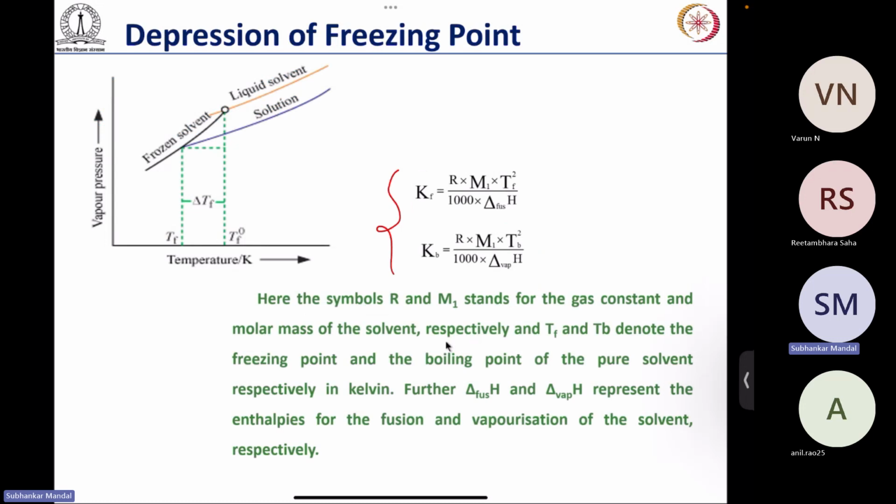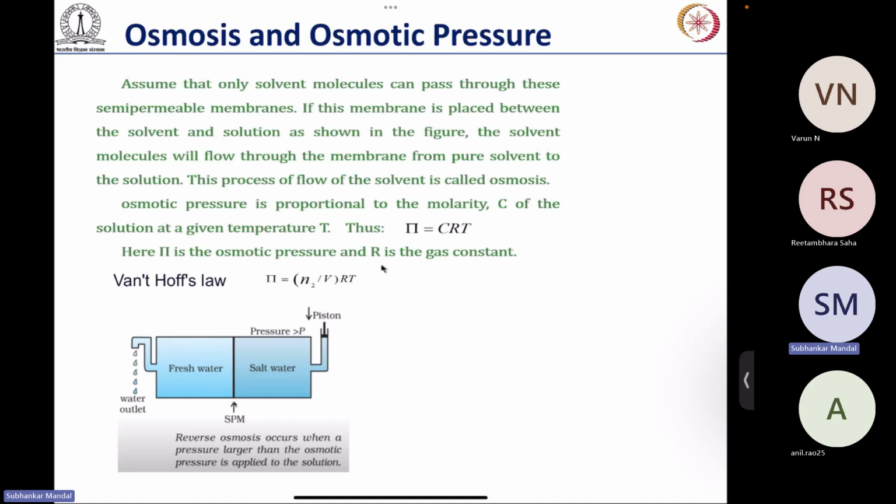freezing point constant and the elevation of the boiling point constant. So those constants you can get or calculate. So all these things we have discussed. So many numerical problems also we have discussed.